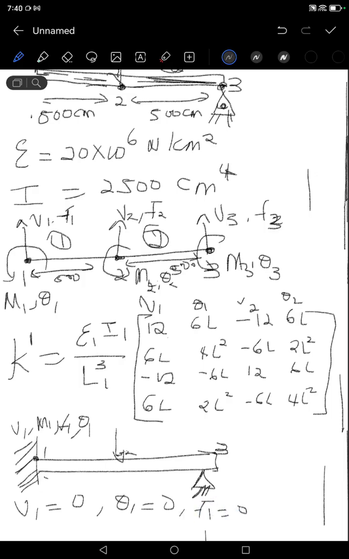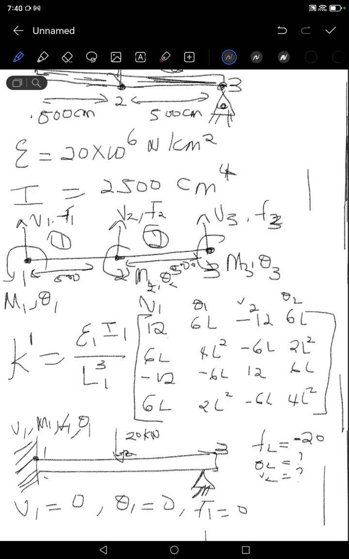And then on node 2, we were given 20 kilonewton here. 20 kilonewton. So on F2, we have what? F2 is going to be a negative 20 because it's facing down. Okay, and then here, since we have the force, we're going to have a value for theta 2. That's what we're going to look for, and V2. We're going to look for theta 2 and V2.